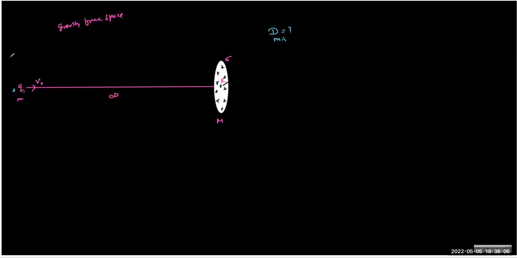Yes, tell me. Half mu V naught square is equal to Q sigma by 2 epsilon naught into under root d square plus R square minus d. Yeah, so now we have to add Q into the potential of the disk, right? Yes, sir. Which is under root of d square plus r square minus d, right? Yes, sir. So this seems to be difficult. There's a quadratic involved, I think.